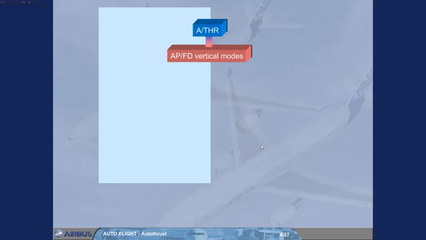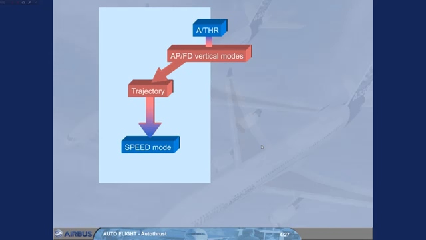The Autothrust modes are automatically linked to Autopilot Flight Director vertical modes. When Autopilot Flight Director vertical mode controls a trajectory, e.g. altitude hold, vertical speed, glide slope, the Autothrust is in speed mode. When Autopilot Flight Director vertical mode adjusts the aircraft pitch in order to keep a target speed or Mach, e.g. climb, descent, the Autothrust is in thrust mode.